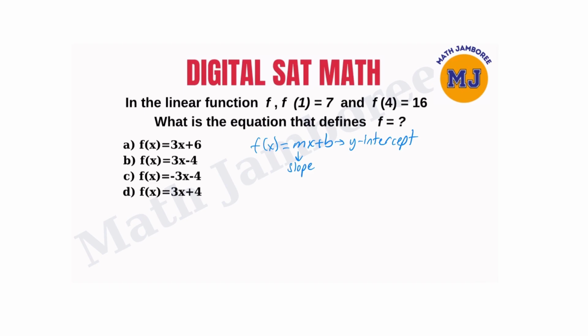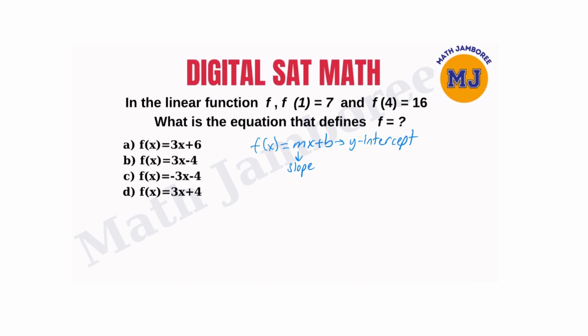So, in this specific question, let's read the question and solve it together. In the linear function f, f of 1 is given as 7 and f of 4 is given as 16. What is the equation that defines f? In choice A, we have f of x equals 3x plus 6. In B, f of x is 3x minus 4. In C, f of x equals negative 3x minus 4. And in choice D, f of x equals 3x plus 4.